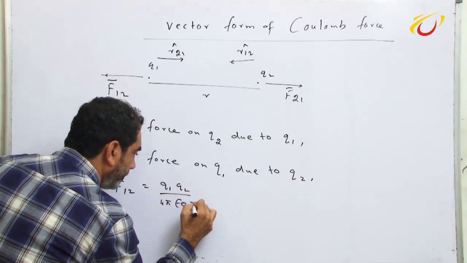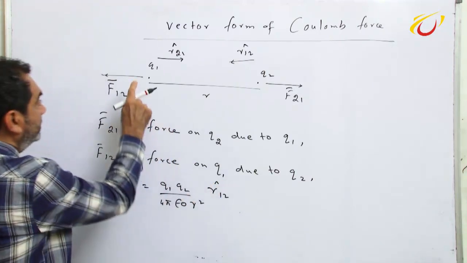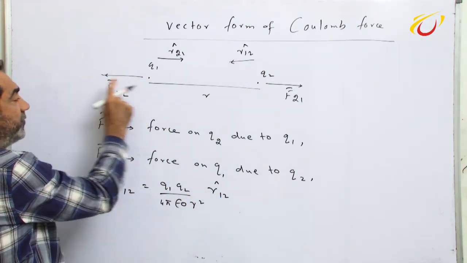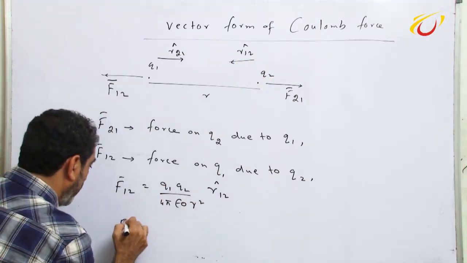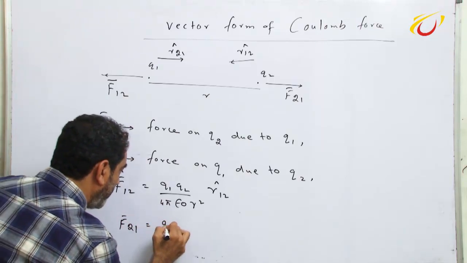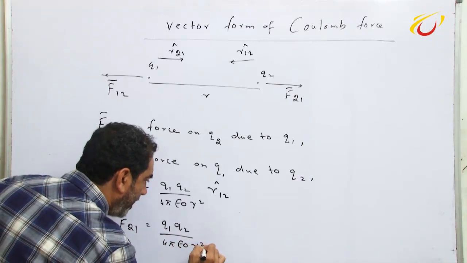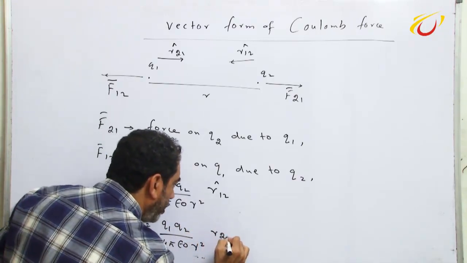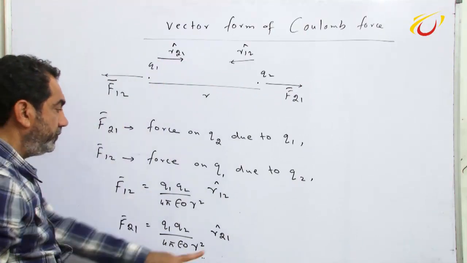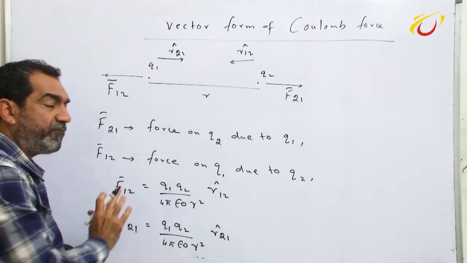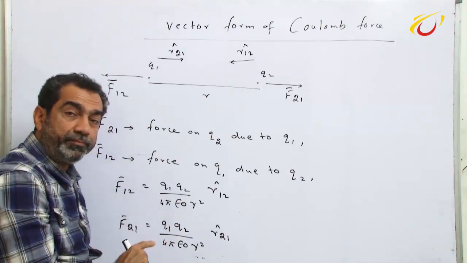Now you will say, sir, F12 is equal to, in vector form, Q1 Q2 over 4 pi epsilon R square into R12 cap. Just remember, in this direction the unit vector running is R12. Now again F21 will be Q1 Q2 over 4 pi epsilon R square into R21, running in this direction. That becomes vector form.